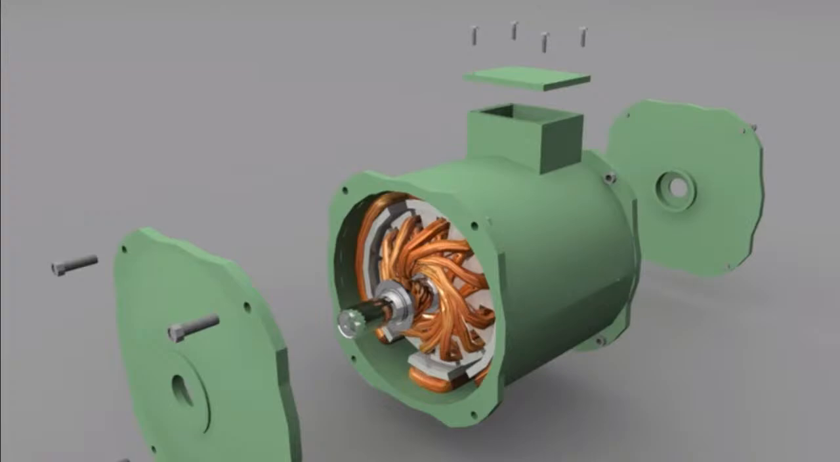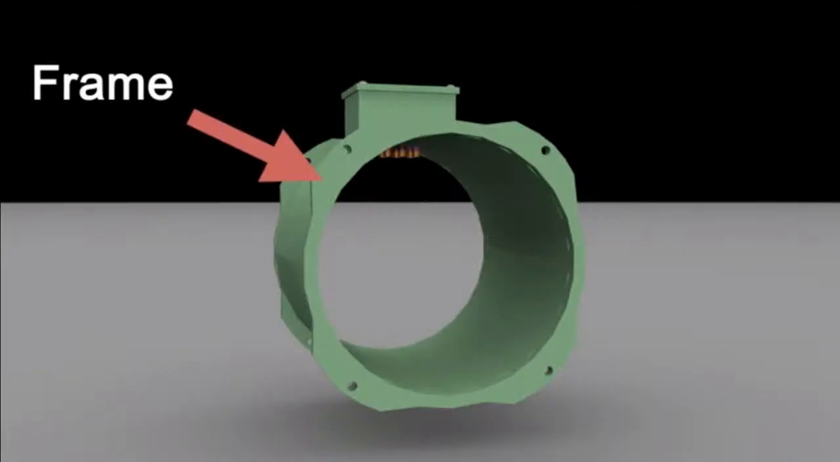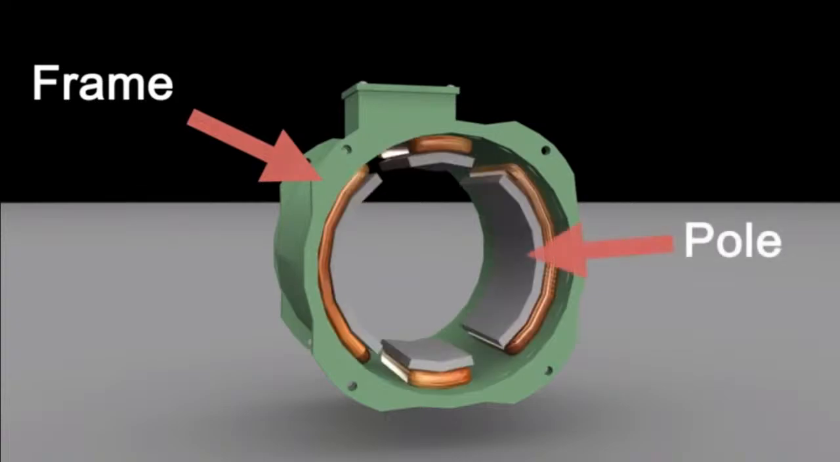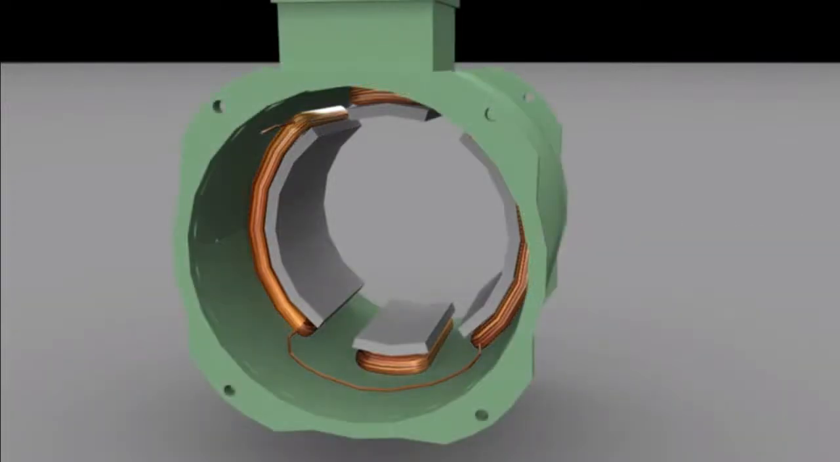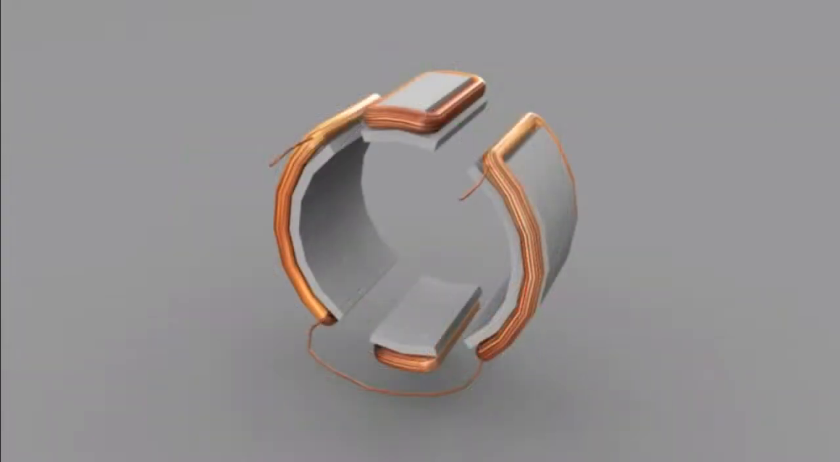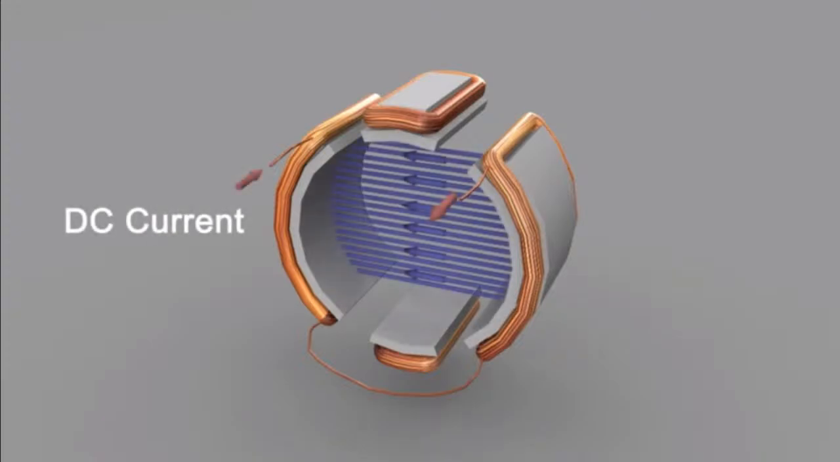The outer part of a DC motor, which is generally static, is known as the stator. It consists of a frame and inward projected poles. The cores of these poles are made from silicon steel, on which insulated copper wire is wound to make windings. These poles are bolted and fixed inside the frame. When DC current is passed through the windings, it creates a static magnetic field.